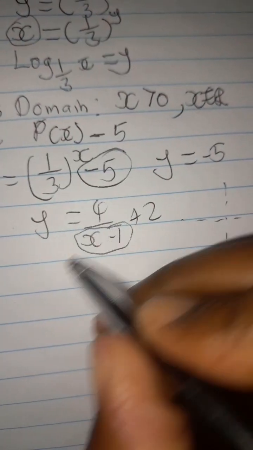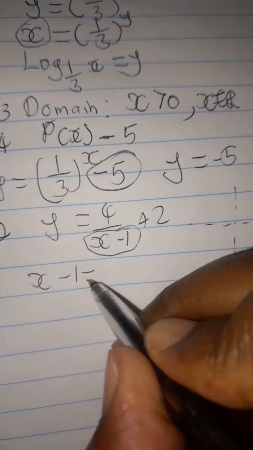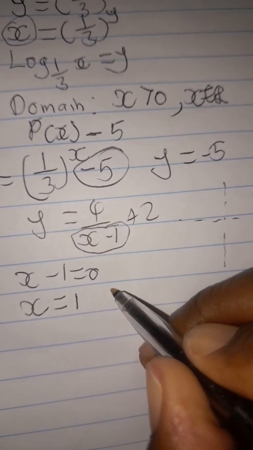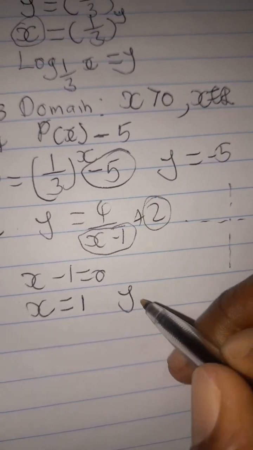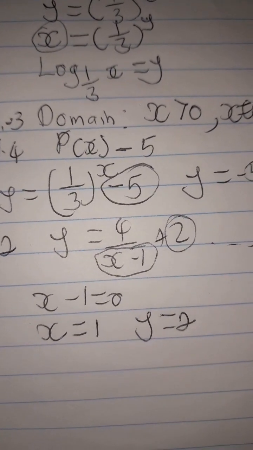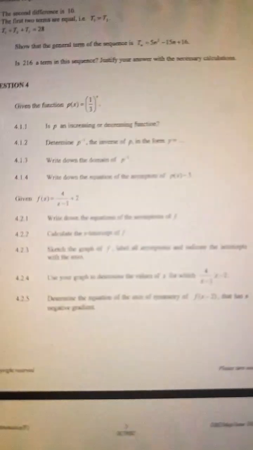So in this case, we have x minus 1. You equate it to 0, then transpose negative 1 to the other side, becomes 1. Then take the other one as it is, y is equal to 2. So that's how we can get that beautiful 2 marks. So let's go.